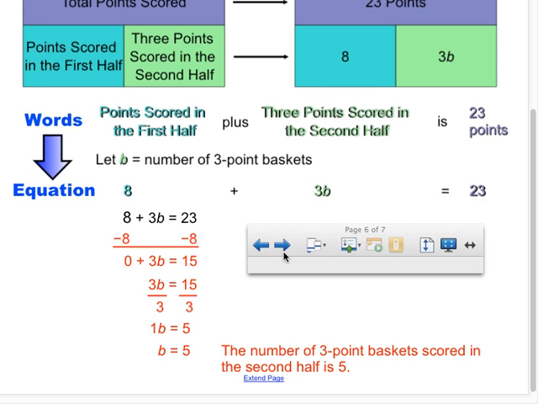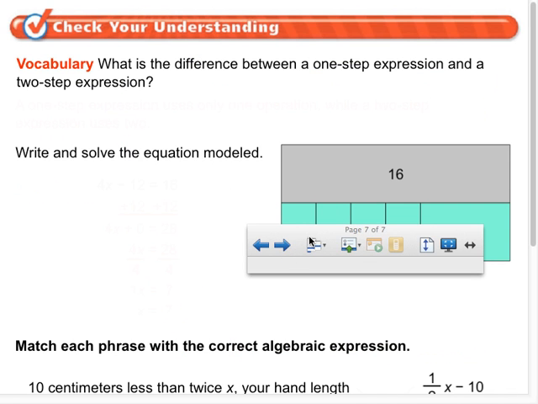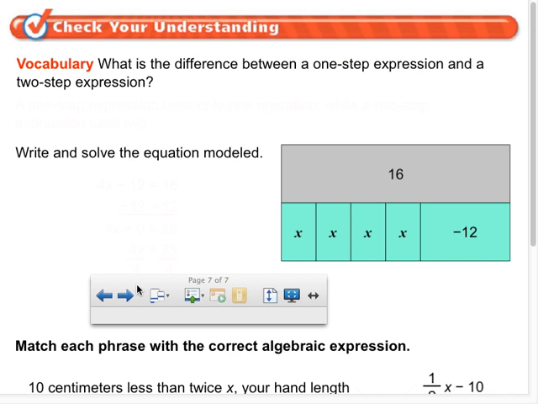Okay, any questions about that problem? And we're going to come to a close. All right, what is the difference between a one-step expression and a two-step expression? Can somebody explain to me the difference? Yes, Mr. Lopez. That's true. There's one step in a one-step equation and 2 steps in a 2-step equation. But you know what? I've been getting that answer all day long. But who can give me a better answer than that?